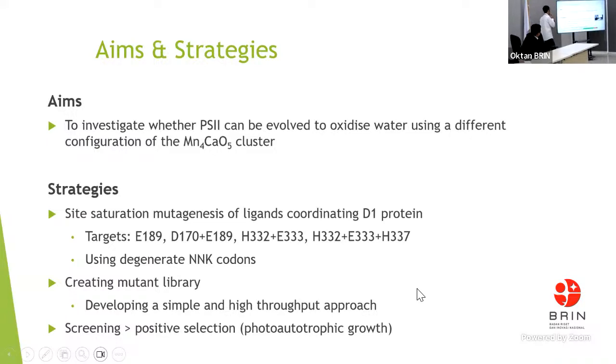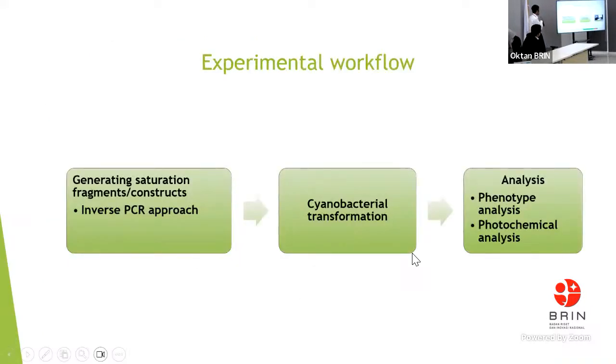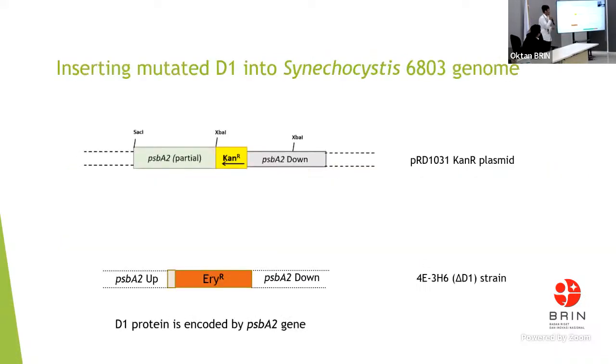So the strategy is using site saturation mutagenesis of the ligands. We target single residues or multiple residues using degenerate NNK codons, and then create a mutant library and then screen. Next slide, please. Yeah, this is the workflow. So we did inverse PCR to generate the saturation mutants, and then performed cyanobacterial transformation, and then proceeded to analysis. And then next slide, please.